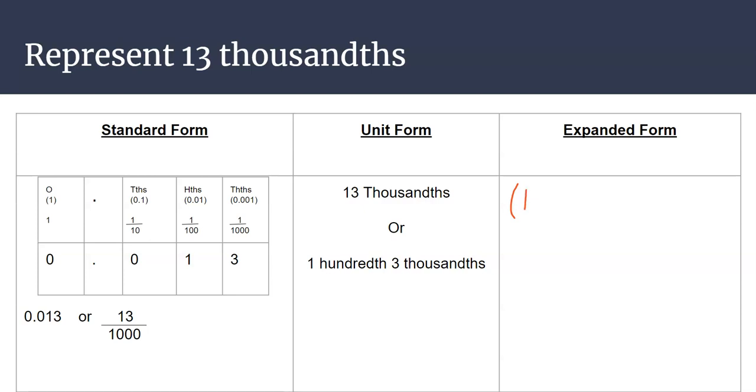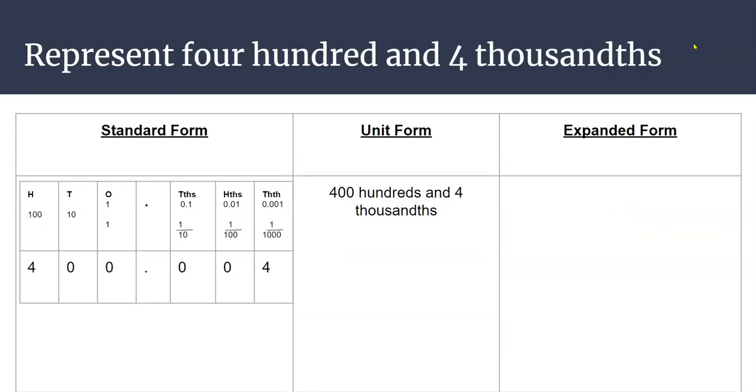So I have 1 copy of 1 hundredth. I'm going to represent it as a fraction. Plus 3 copies of 1 thousandth. If I wanted, let's go on to our next example.